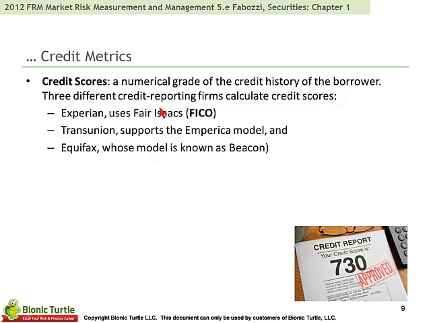Credit scores are the numerical grade of the credit history of the borrower. There are different credit reporting firms. Experian uses the Fair Isaac score, or FICO, which is probably the most common here in the States, and that's where, for example, a subprime borrower, at least up through the crisis, was somebody with a FICO score of 660 or less. Right, so above 660 tended to include the prime, in the States as well.